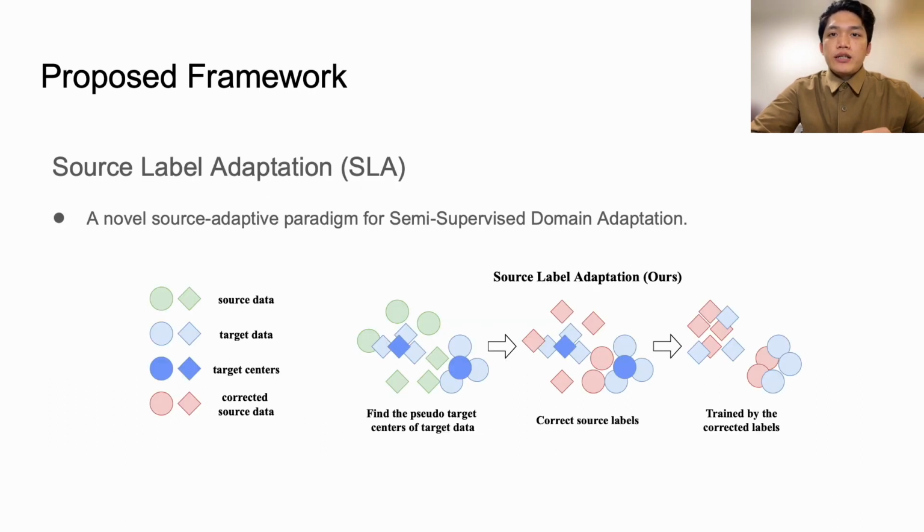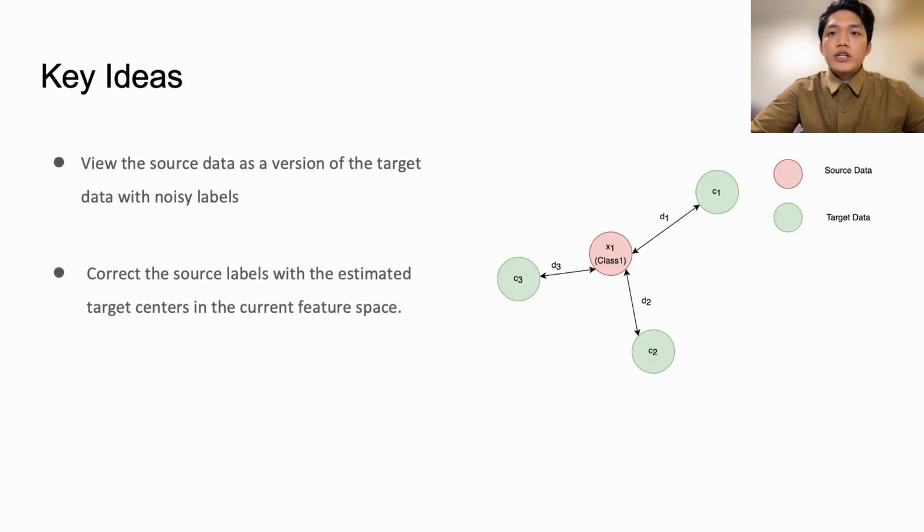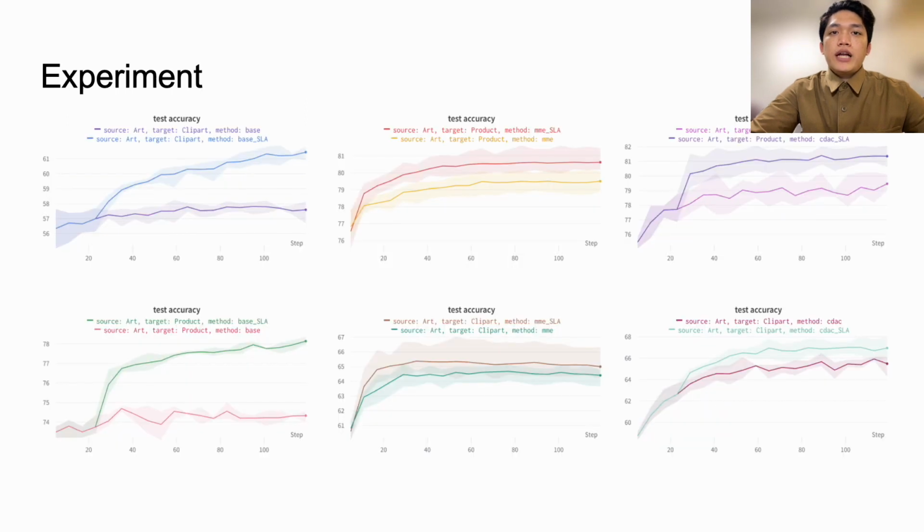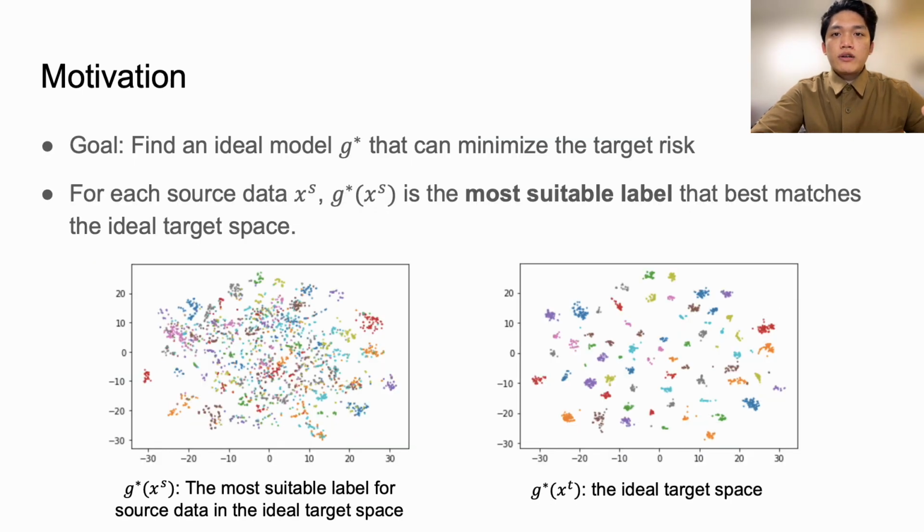To address this challenge, we propose source label adaptation, a novel source adaptive paradigm for semi-supervised domain adaptation. We view the source data as a version of the target data with noisy labels, and we aim to correct the source labels with the estimated target centers. The framework can be easily coupled with the current state-of-the-art methods, and the results on two SSDA approaches show superior performance across benchmark datasets. Let's talk about the motivation.